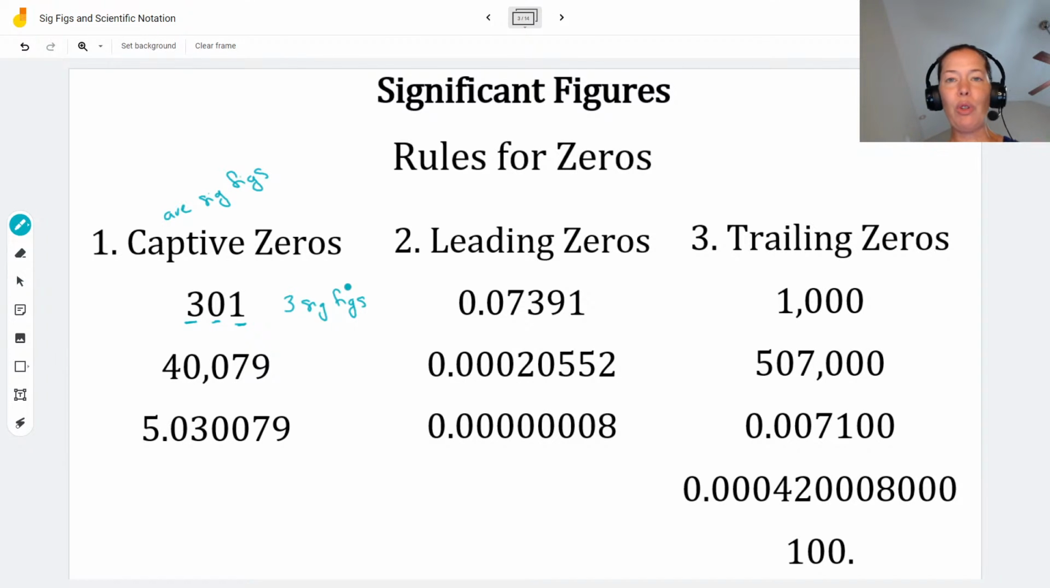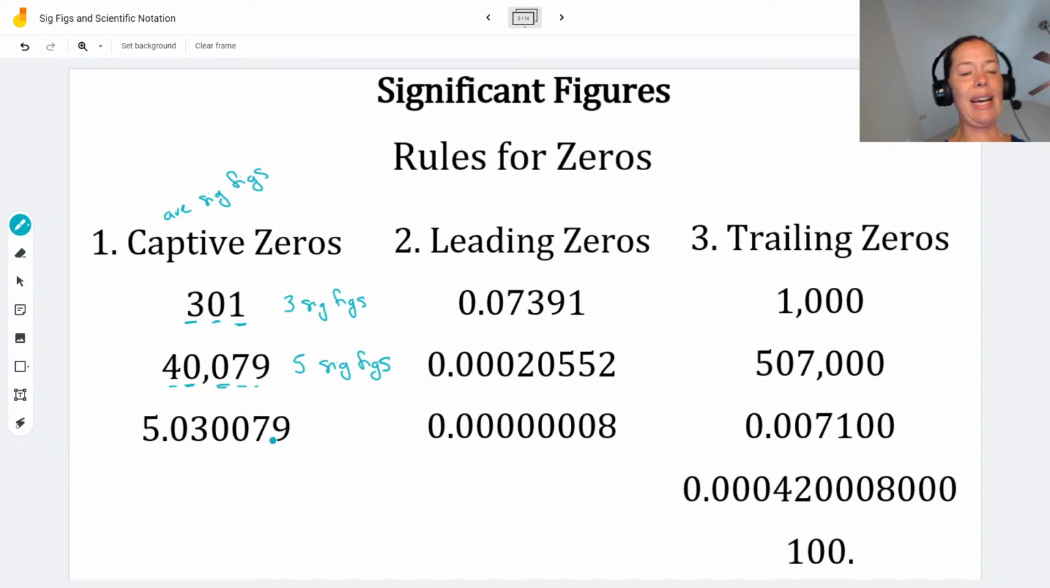So let's work our other example with captive zeros. You can see in my second example, 40,079, I have 2 zeros again that are in between significant figures. Those are both captive zeros and they are both significant. So it doesn't matter how many zeros are captive. You could just have 1, you can have 2, you can have 10. As long as they are in between 2 significant digits, then those captive zeros are significant. So for this number, we're going to have 1, 2, 3, 4, 5 sig figs.